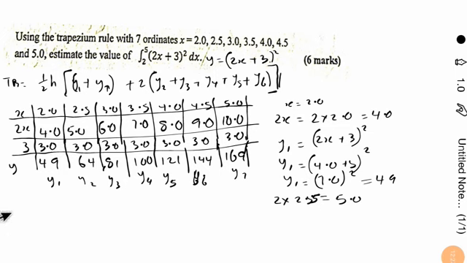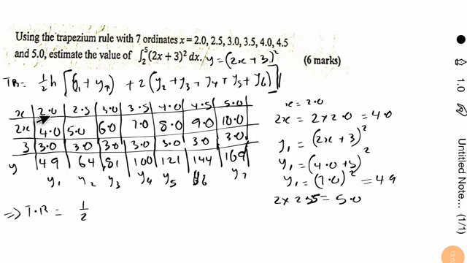So y1 is equal to 49, y2 is equal to 64, y3 is equal to 81, y4 is equal to 100, y5 that is 121, y6 144, y7 that is 169. So let's put it here. Using the trapezium rule we have 1 over 2 times h. This h represents the range between the values of s.